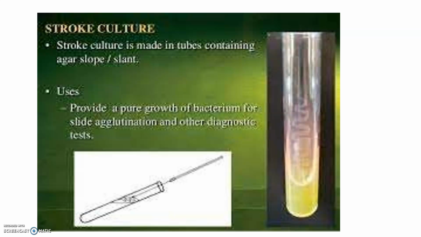This is the picture of stalk culture, and this is the tube. Nutrient agar slope is made, and we are using this inoculating loop or needle. We are just drawing a zigzag pattern over the agar slope. This stalk culture is made in tubes containing agar slant or slope, and this may provide pure culture for the slide agglutination and other diagnostic tests.